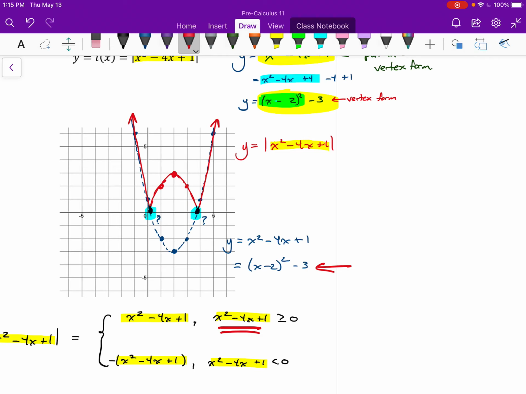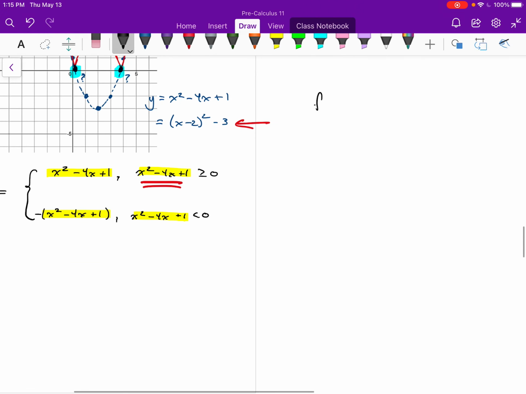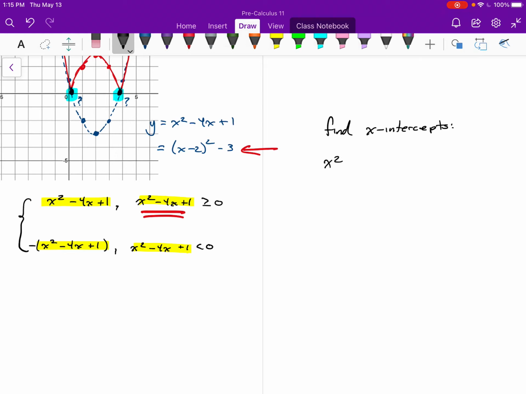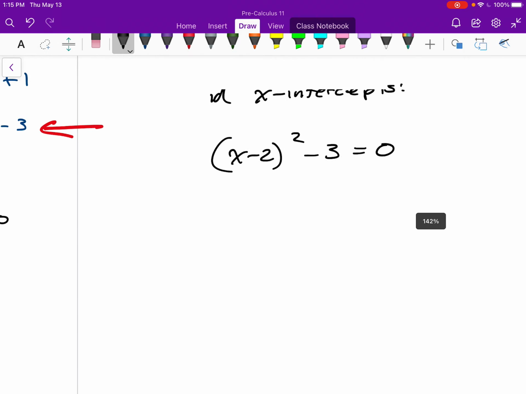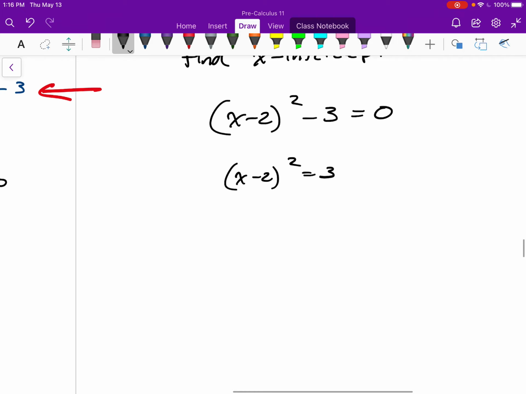So to find those x-intercepts, I need to take that x minus 2 squared minus 3 and make it equal 0. So again, right here, I'll say find the x-intercepts. And so let's take that x minus 2 squared minus 3 and make that equal to 0. Okay, so to make that equal 0, add 3 to both sides. X minus 2 all squared must equal 3. Find the square root of both sides. That means x minus 2 must equal the square root of 3, but plus or minus. Add 2 to both sides. X must equal 2 plus or minus the square root of 3.